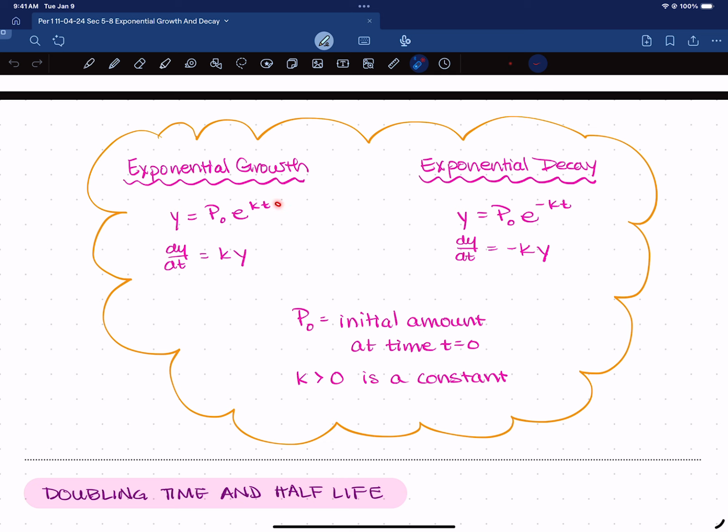And so the solution to this differential equation would be this exponential, and the solution to this differential equation would be this exponential. Okay, so that's it for this video.